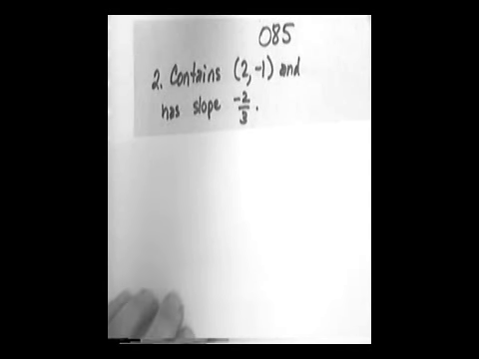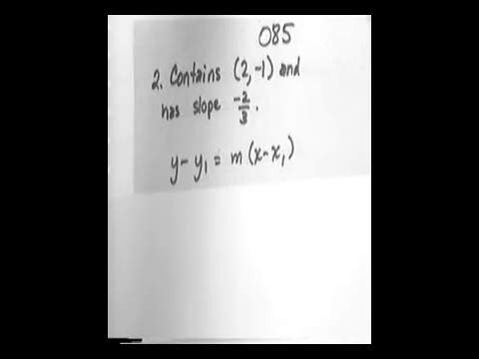Once again, we write the formula down. y subtract y1 equals m times x subtract x1. Be sure you don't skip this step. Be sure to write the formula down each time, because every time you write it, you are burning it into your memory and making the memorization easier.